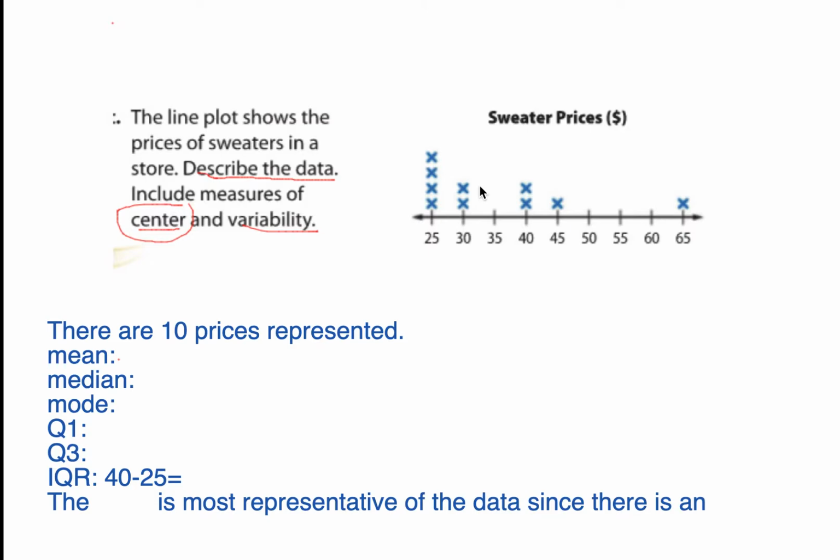But I'm punching it in here. There's 2 30s. There's 2 40s. There's 1 45 and there's 1 65. And if we divide that by 10, we are going to get the answer is 35. So I'm going to write that in.